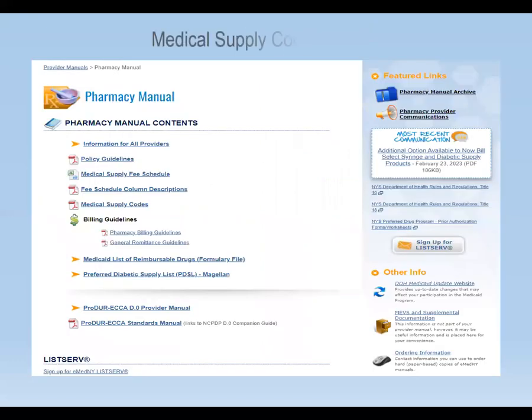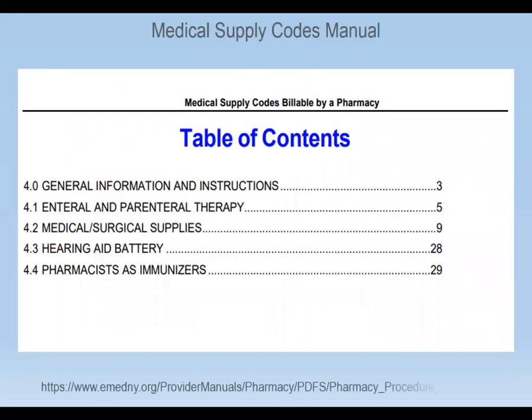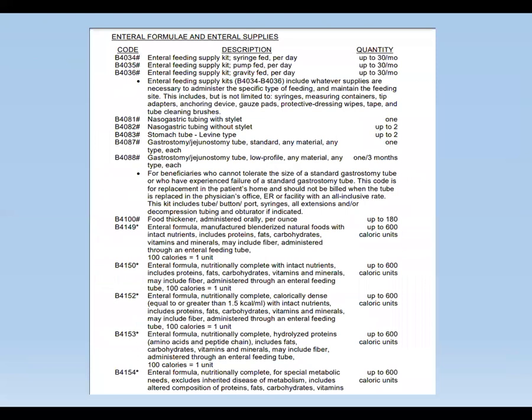You will be using two documents to help you bill to New York State Medicaid. The first one we will view is the Medical Supply Codes Manual. The enteral and parenteral therapy is located in section 4.1. As you can see, the manual shows the codes that are covered by New York State Medicaid under pharmacy billing. You may know these codes either as HCPCS or procedure codes. It also shows you the descriptions of each procedure code.